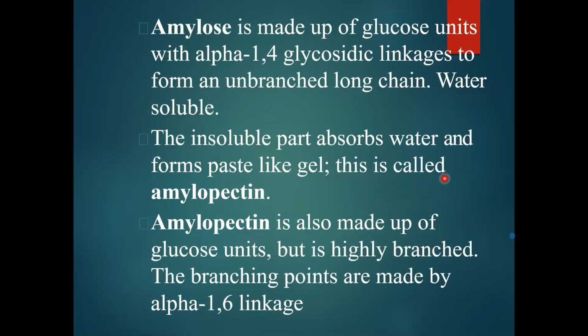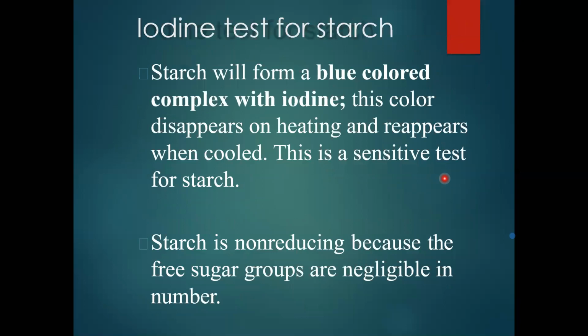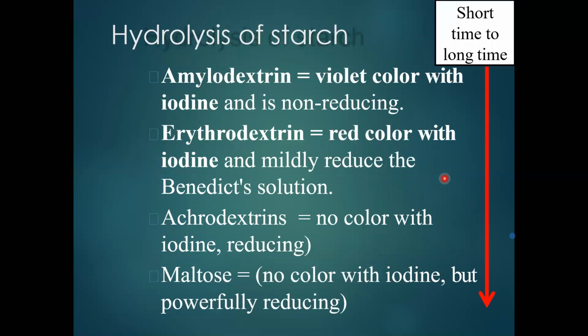Amylose is made up of glucose units with alpha-1,4 glycosidic linkages forming an unbranched long chain, and is water soluble. The insoluble part is not soluble in water and is made up of amylopectin. Amylopectin is also made up of glucose units but is highly branched and has alpha-1,6 glycosidic linkages. The iodine test: starch on reaction with iodine gives a blue or bluish black coloration. This is a test for the presence of starch.